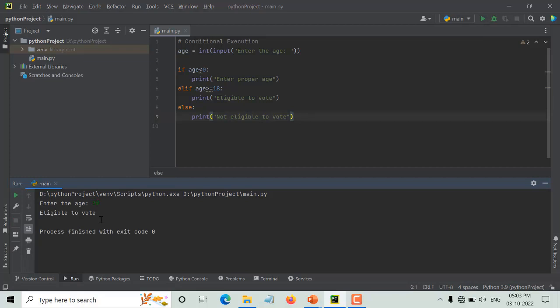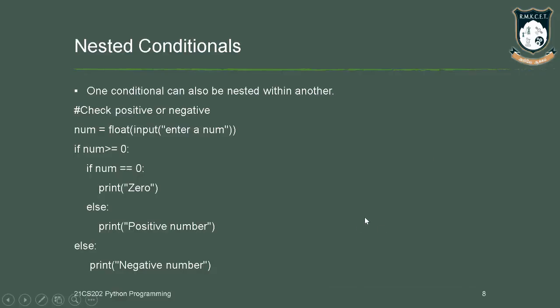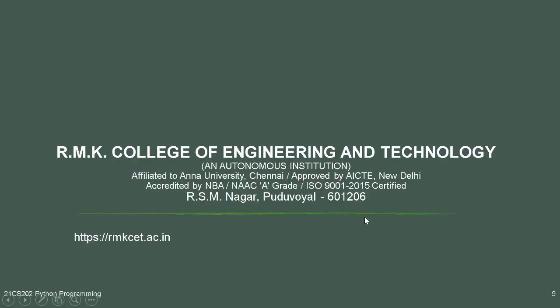So this is how you can write and execute a chained condition. I hope you have understood the concept of conditional execution, alternate condition, chained condition, and nested condition.